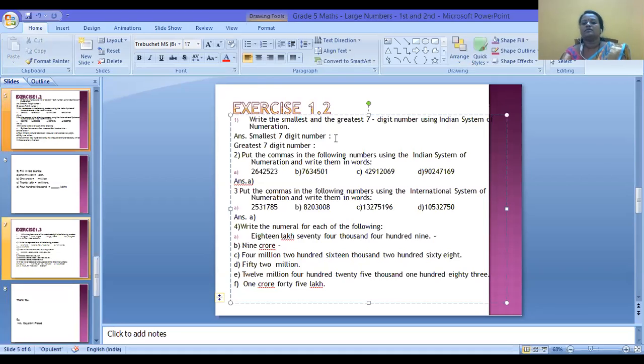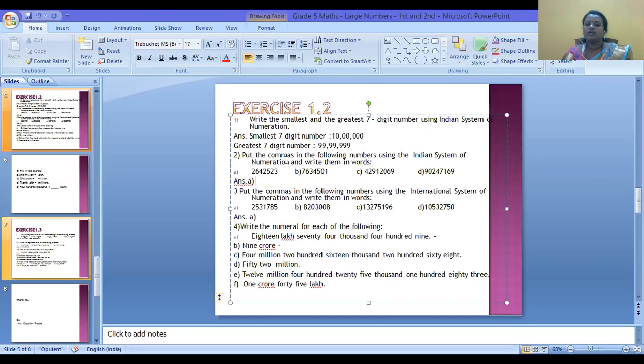Writing the smallest 7-digit number and the greatest 7-digit number. So you will write 1 as the smallest, followed by 6 zeros. Right. If you separate by commas, you can make out that the smallest 7-digit number is nothing but 10 lakhs. Whereas the greatest 7-digit number is 99 lakhs 99,999.